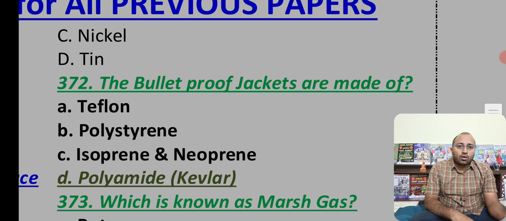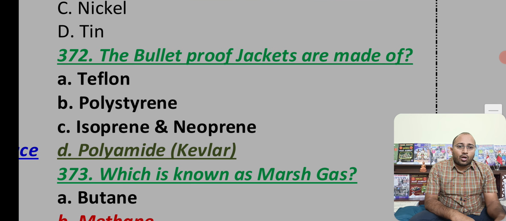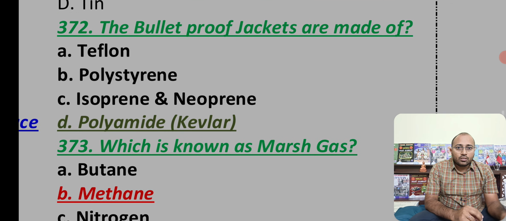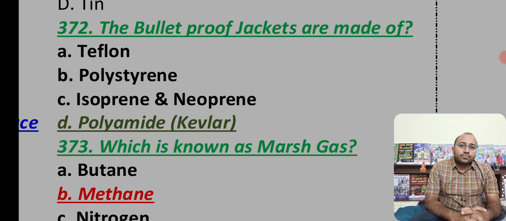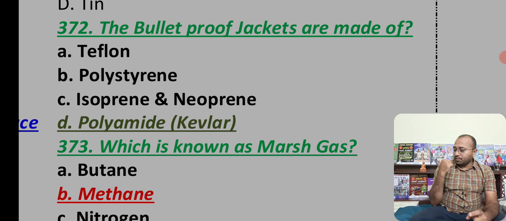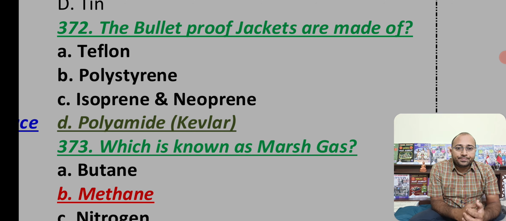Next we have something called bronze, a copper and tin mixture, that is an alloy. Copper as well as tin will be there in bronze. Next we have what bulletproof jackets are made of. Teflon is a coating on utensils. Polystyrene, you can give the polystyrene use. That is the reason I told you to take the all-in-one book. In that everything is given. So here bulletproof jackets are made of Kevlar, which is also known as polyamide, guys.